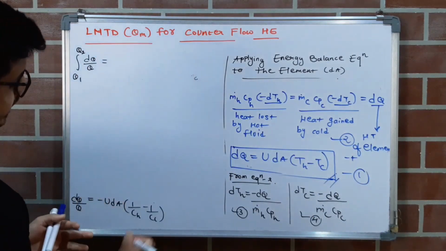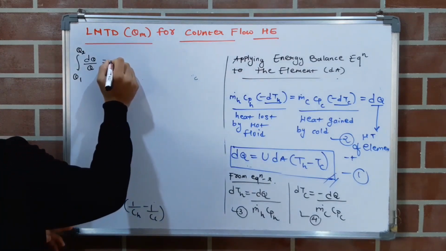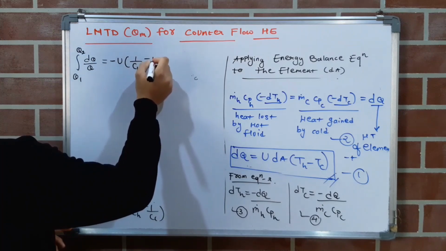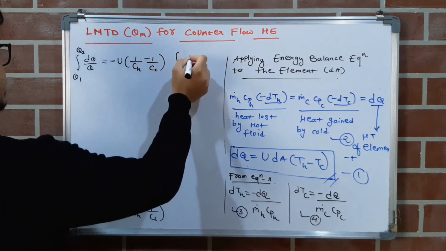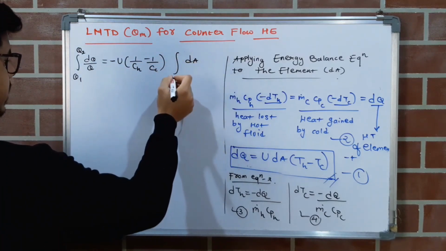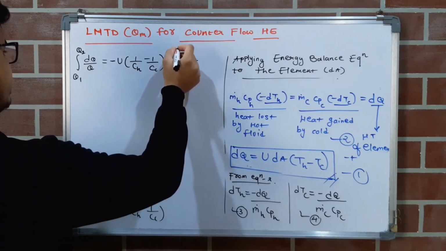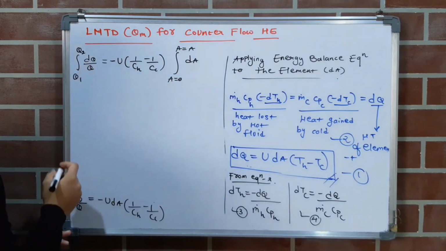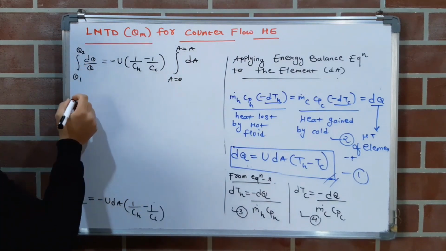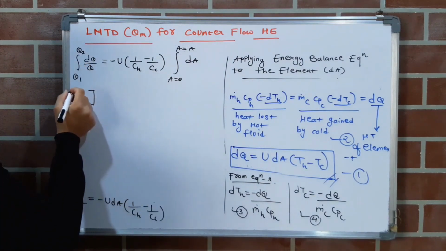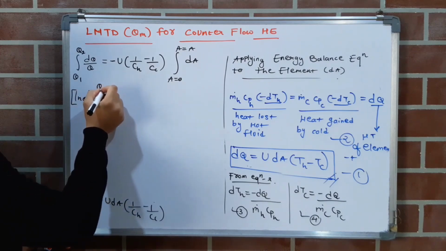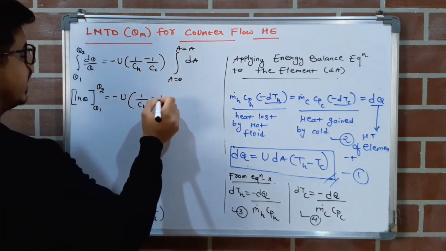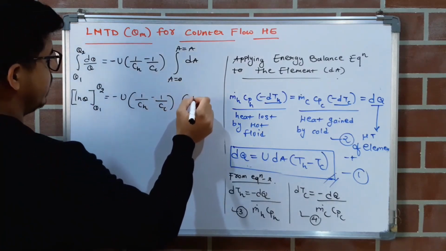So U and this term will be out of the integration, so we will get minus U into 1 upon Ch minus 1 upon Cc into the integration of dA, right? It is from A equals 0 to A equals A, the whole heat exchanger. So we know the integration of this term will be ln of theta from theta 1 to theta 2 equals minus into 1 upon Ch minus 1 upon Cc into A, right?